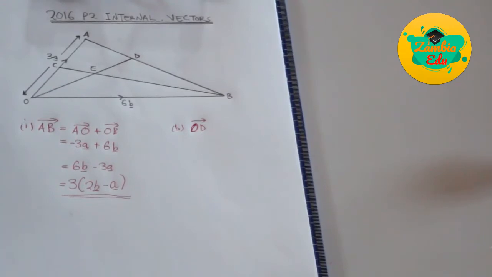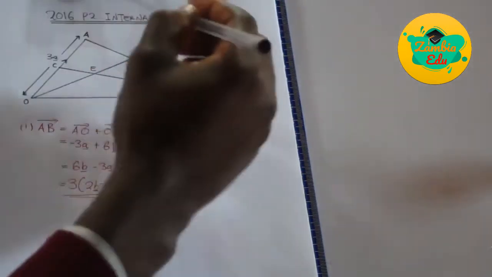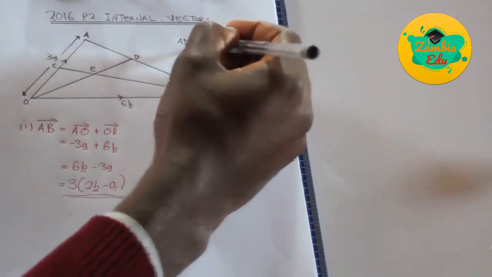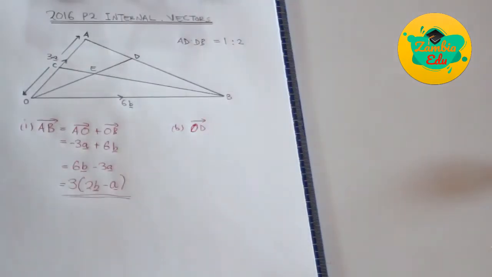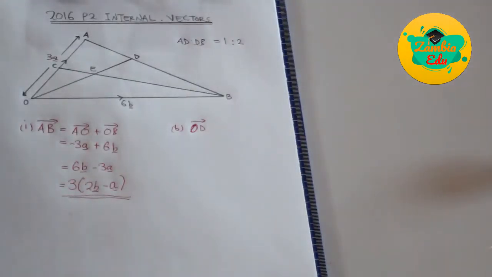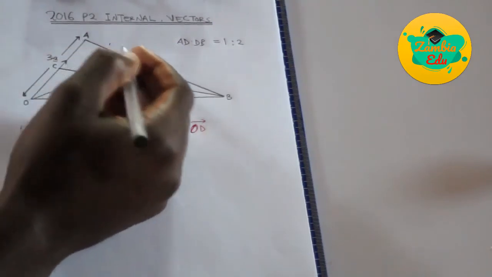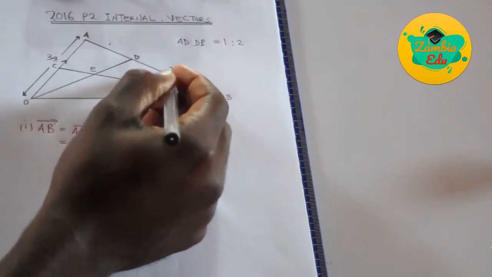In the question, we were told that AD to DB is equal to the ratio 1 to 2. This means that A to D is 1, then D to B is 2.